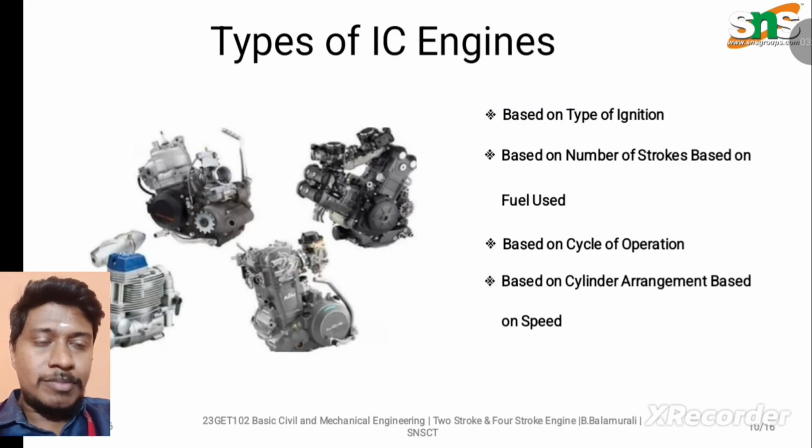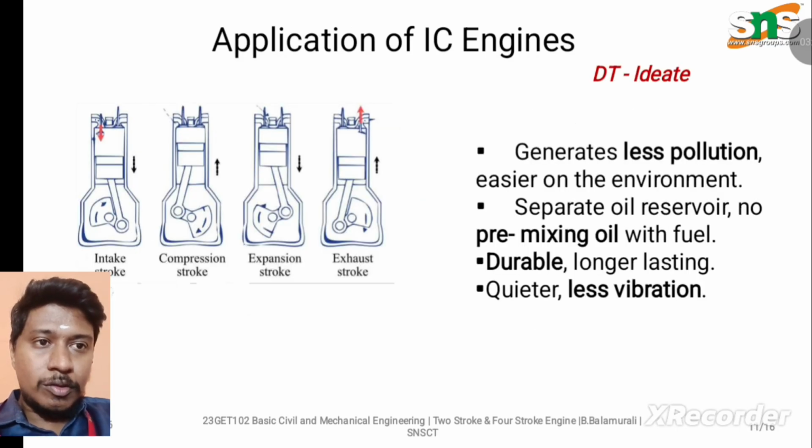The types of IC engine are based on type of ignition, number of strokes, fuel used, cycle of operation, cylinder arrangement, and speed. Different applications and advantages of IC engines: they generate less pollution, are easier on the environment, have separate oil reservoirs with no pre-mixing of oil with fuel, are durable and long-lasting, and are quieter with less vibration.